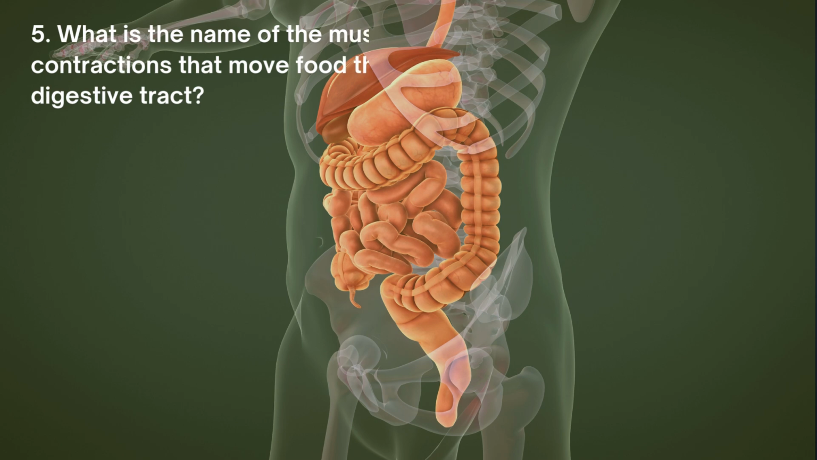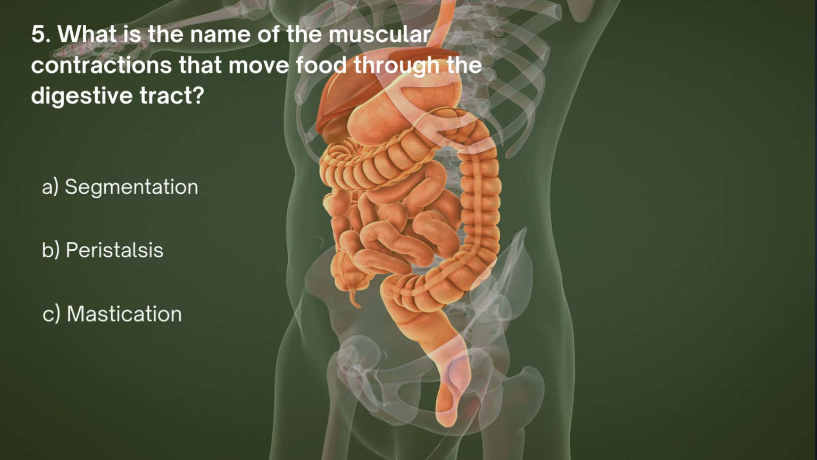5. What is the name of the muscular contractions that move food through the digestive tract? A. Segmentation. B. Peristalsis. C. Mastication. D. Emulsification.